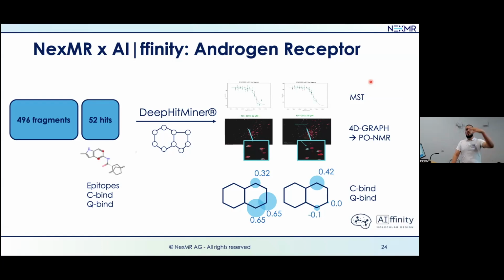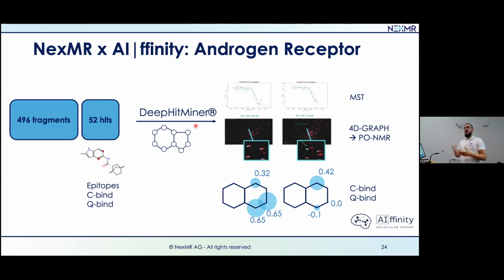So C-bind is the 1D kidnap binding, and Q-bind, if maybe you've heard of it, is a parameter that you calculate from T2, where you do the ratio of the ratio. So we have the two parameters, and we map them onto the molecular structure to get some epitopes. And they have a machine learning algorithm that takes epitopes to infer new advanced lead molecules.